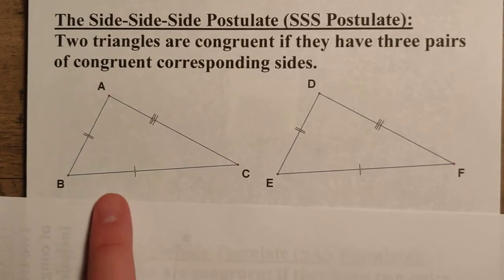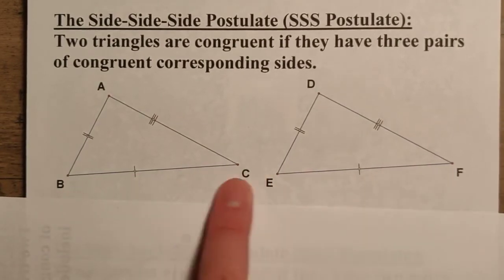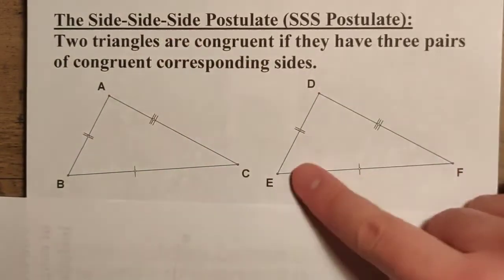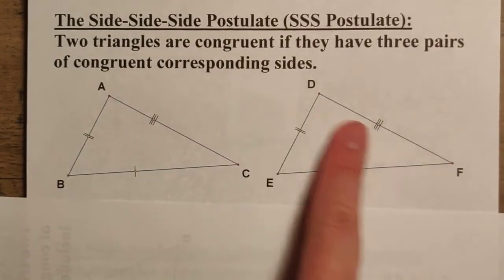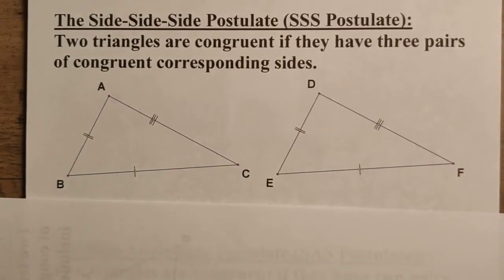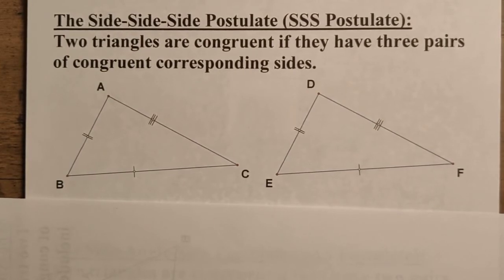So notice how you have congruent corresponding sides here. BC matches EF, that's 1 pair. AB matches with DE, that's 2 pairs, and AC matches with DF, that's 3 pairs. So you need 3 pairs of congruent corresponding sides for this. Okay, so this is side, side, side. This is one postulate here.